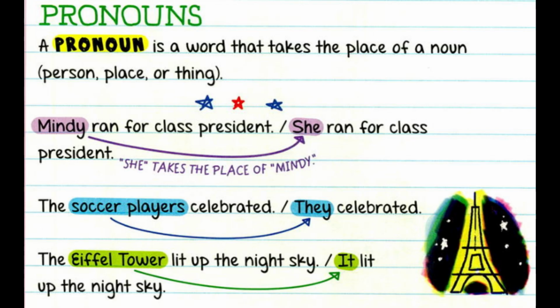First, the basics. What is a pronoun? A pronoun is a word that takes the place of a noun. A noun's a person, place, or thing, of course. So with pronouns, we take out that noun's name and we replace it. Example: Mindy ran for class president. Or, she ran for class president. You can see she takes the place of Mindy. Mindy's her name, that's the noun. She replaces it. It's a pronoun.